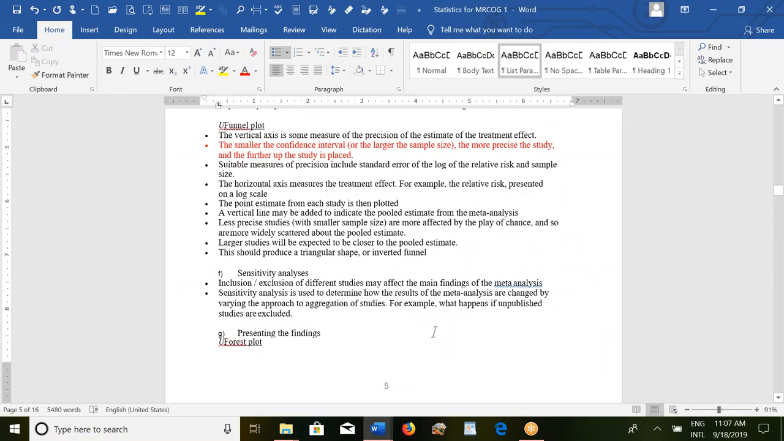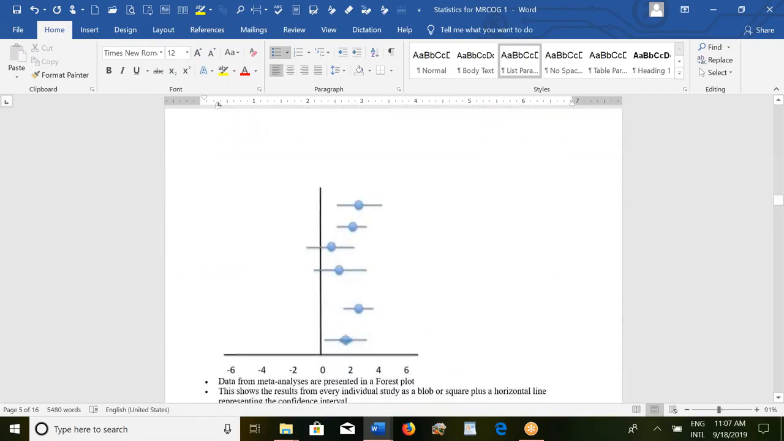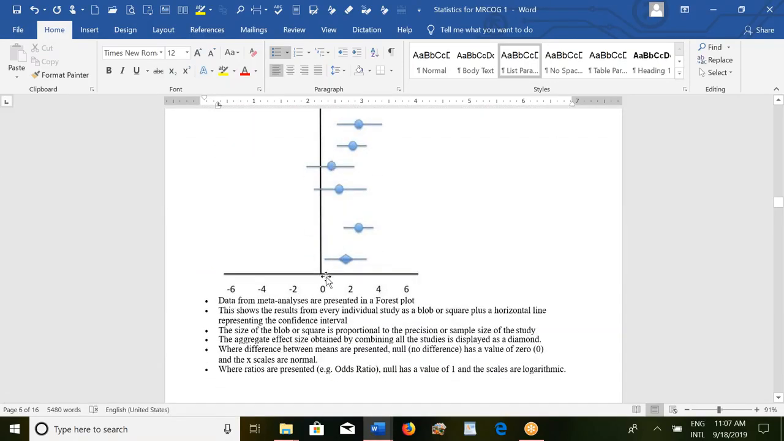But the forest plot you have seen. This is a forest plot. You can see again there is a zero, values are increasing and the values are decreasing. So data from meta-analysis is presented in a forest plot. This shows the results from every individual study as blobs or squares plus a horizontal line representing the confidence interval. These horizontal lines are showing the confidence intervals.